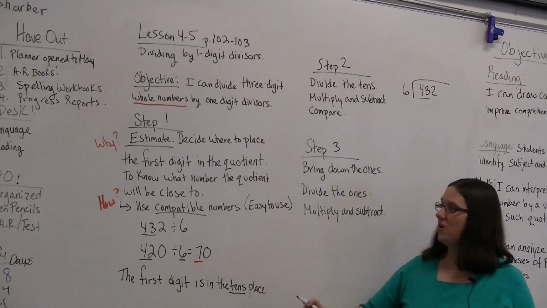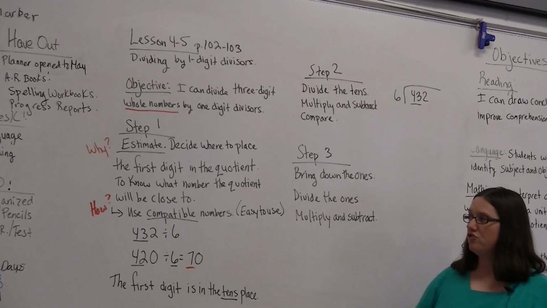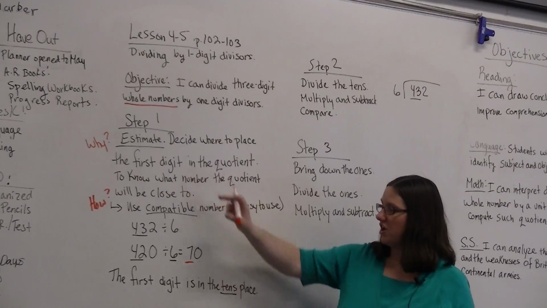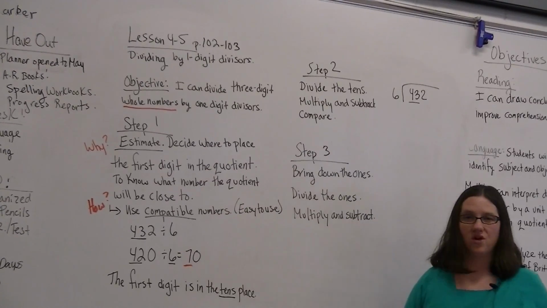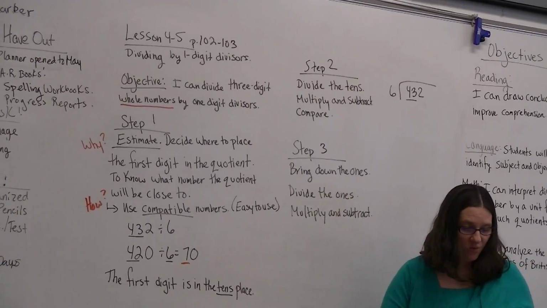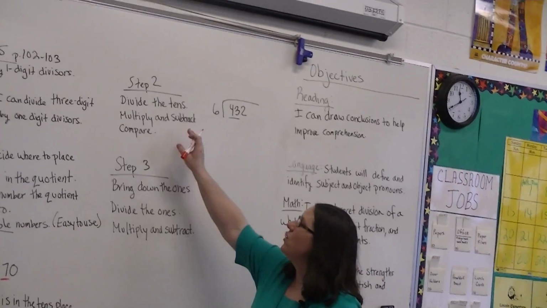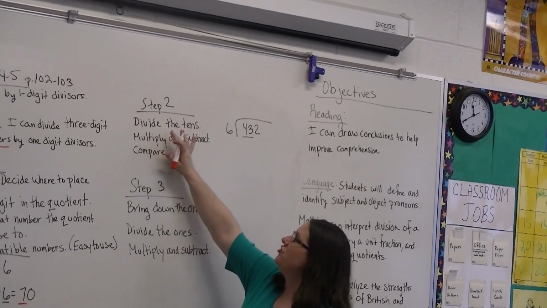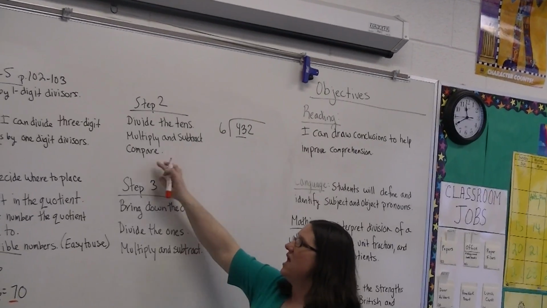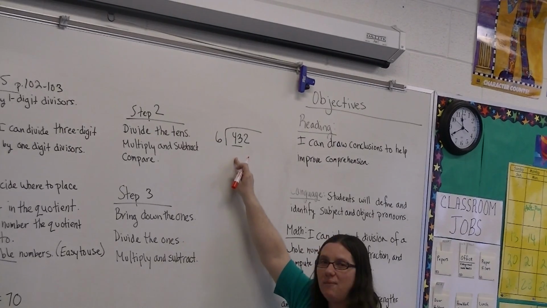Take a minute to copy down step number 1, which is to estimate, and we're doing it for 2 reasons: to find where the first digit is going to go, and also so we have a number that we can check for reasonableness at the end. Then we are going to move to step number 2. Once we find where we're going to start, step number 2 is to divide the tens, multiply and subtract, and then compare. Copy down your words, and then we're going to write the problem together.